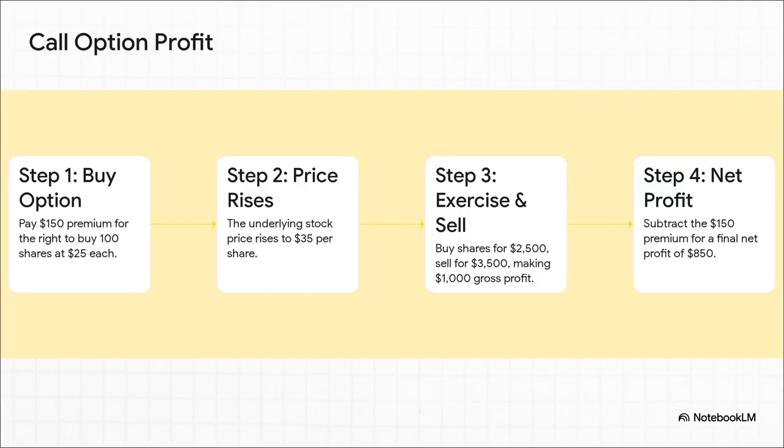All right, let's see how this actually works. Say you think ABC stock is about to soar. You buy a call option for a $150 premium. That gives you the right to buy 100 shares at $25 each. Then, boom, the stock shoots up to $35. So you exercise your right, you buy those 100 shares for the $2,500 you locked in. But then you can immediately turn around and sell them for the current market price of $3,500. That's a quick $1,000 gross profit. Take away the $150 you paid for the option, and you just made a cool $850. That's the power of leverage right there.